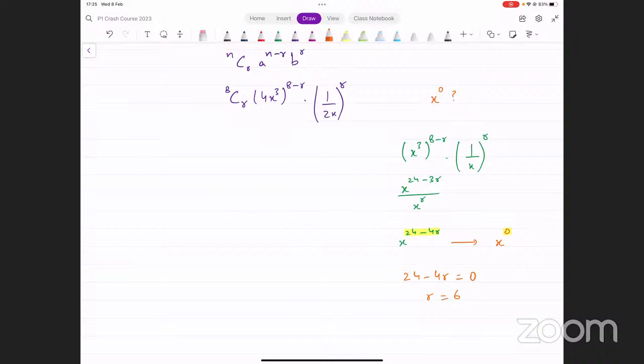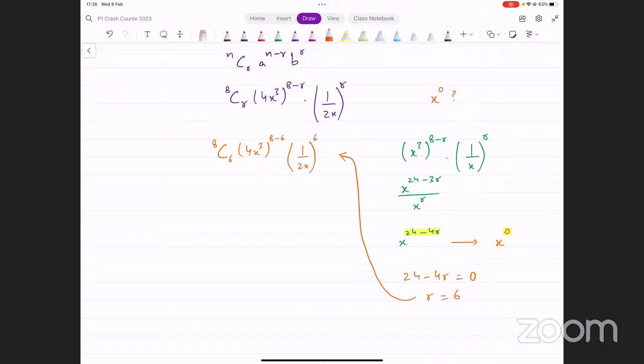Once we know what the value of r is, all we need to do is input that value of r in this general term formula, and that's going to give you the required term. So 8c6, in place of r you input 6, and you have (4x cubed) whole raised to power 8 minus 6, which is just 2, into (1 over 2x) whole raised to power r. The value of r is 6.